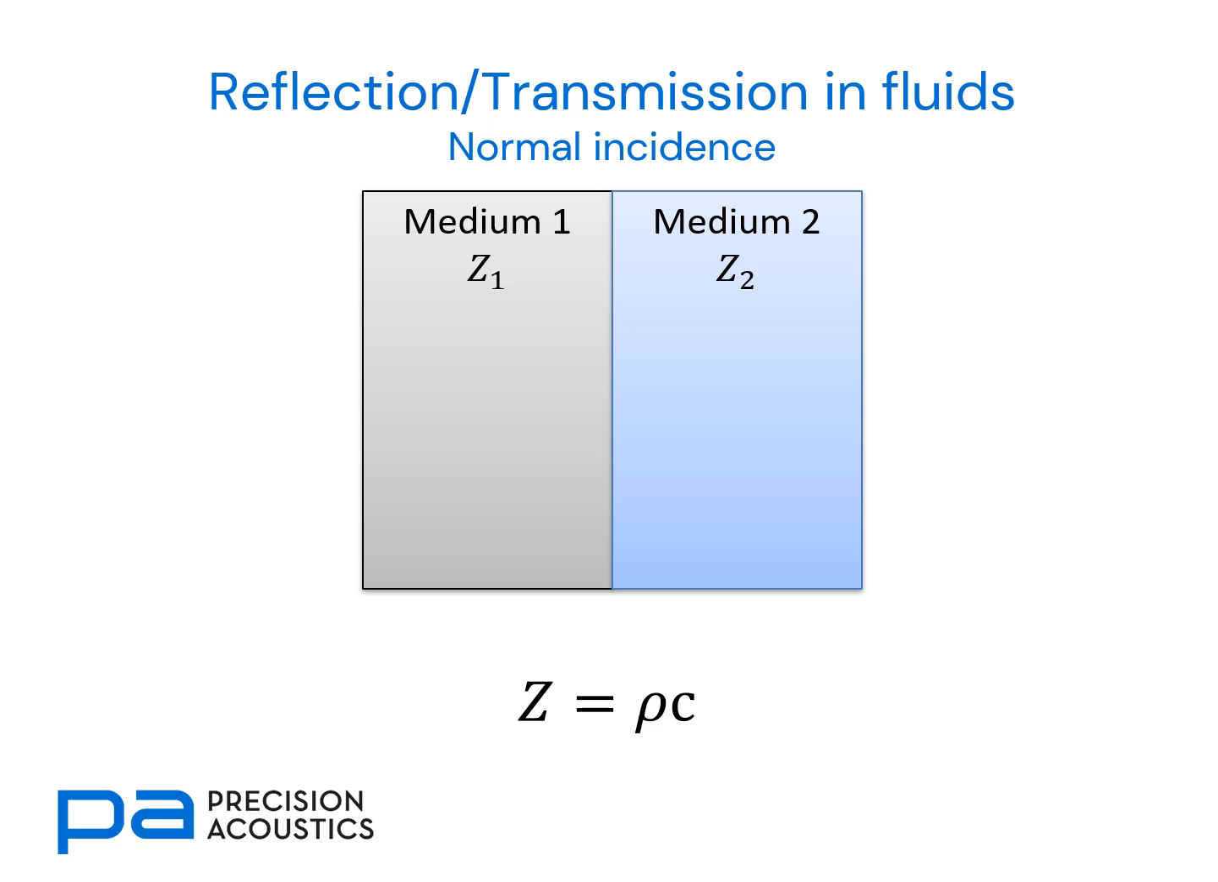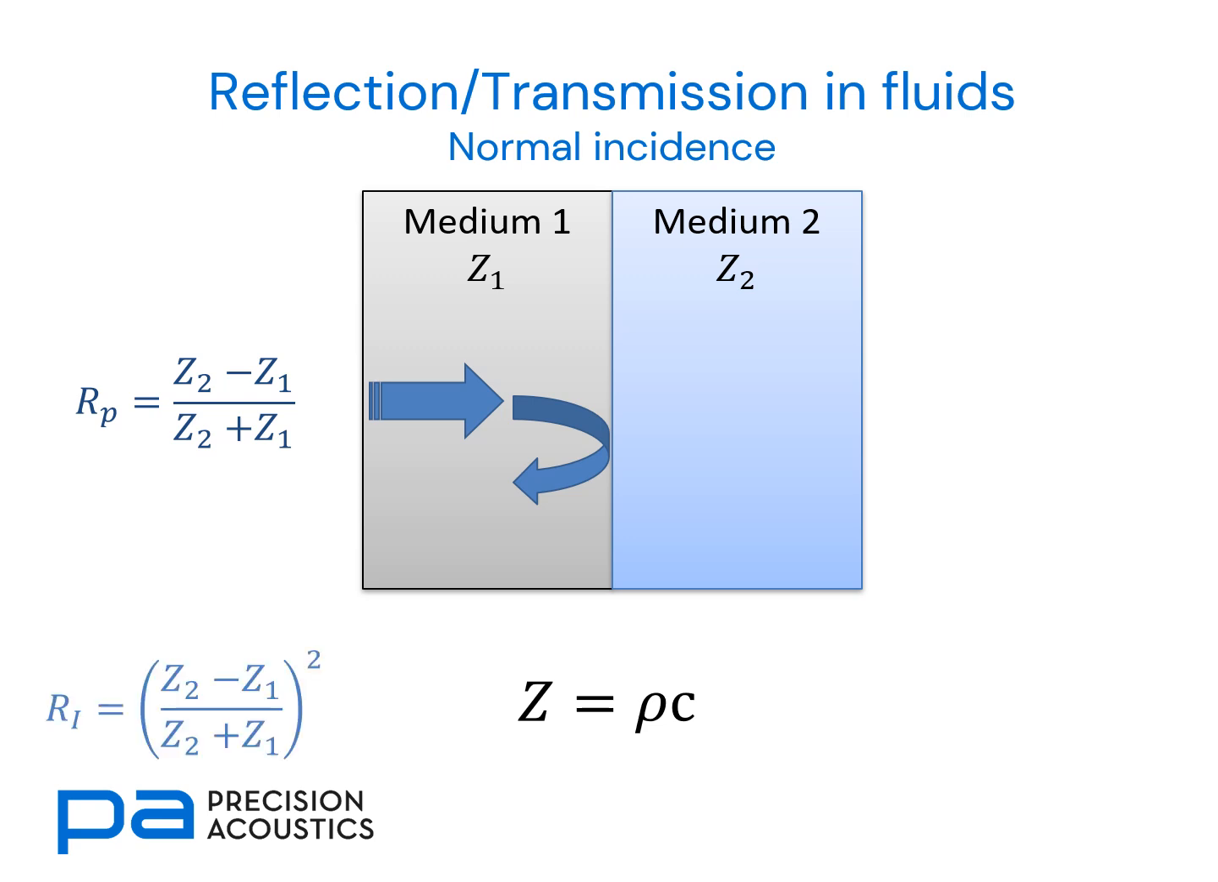Here we have a diagram of the two media of interest. We have a wave normally incident on the interface from medium 1, and there is a reflection at that interface. The amount of pressure wave which is reflected is given by the pressure reflection coefficient, which is the difference of the two impedances on either side of the interface over the sum of the two impedances. If we're concerned with intensity quantities, then there is also an intensity reflection coefficient, and this is simply the square of the pressure reflection coefficient.